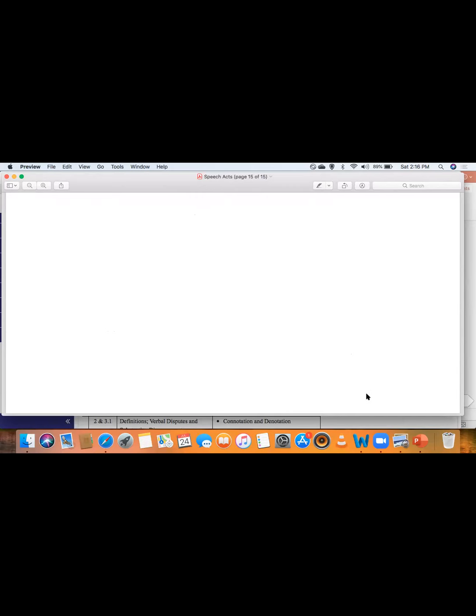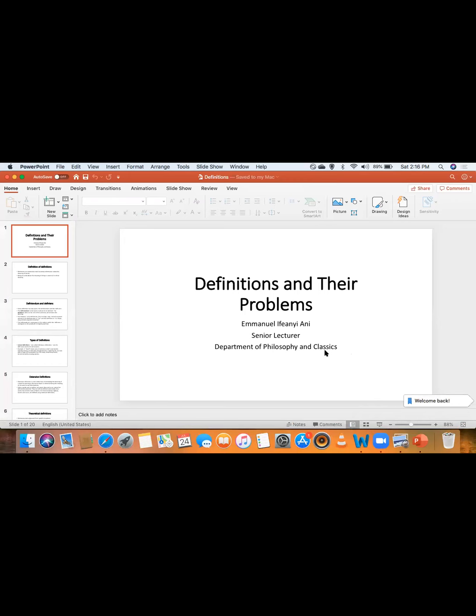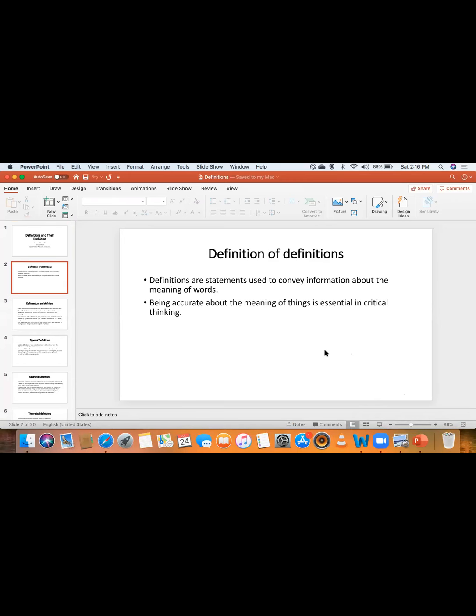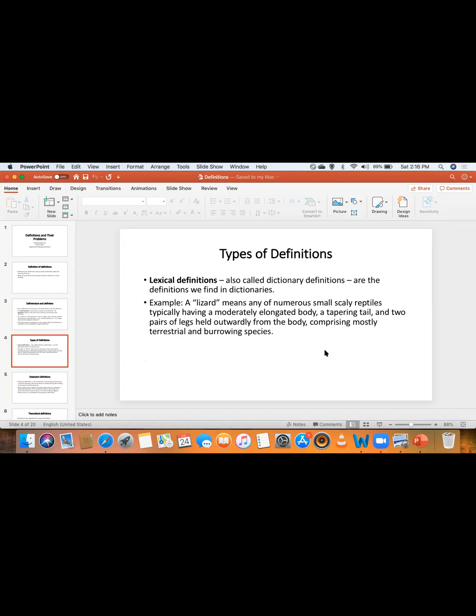For the second class, we did definitions. First of all, we saw the 2 parts of a sentence in definitions: the definiendum and definiens. We said the definiendum is that part of the sentence to be defined. The definiens is that part of the sentence that does the defining. It's just like a subject and predicate.